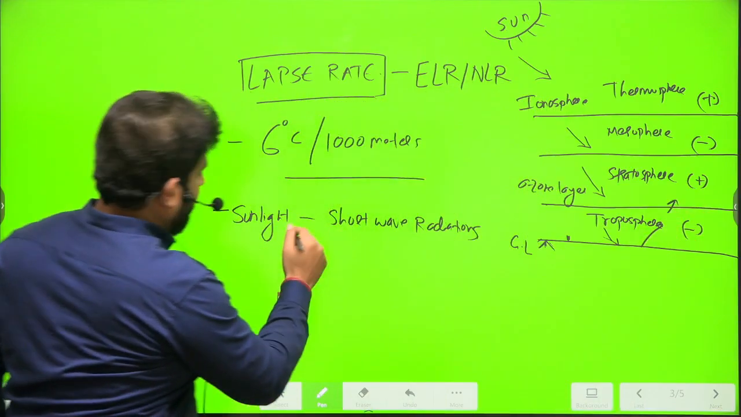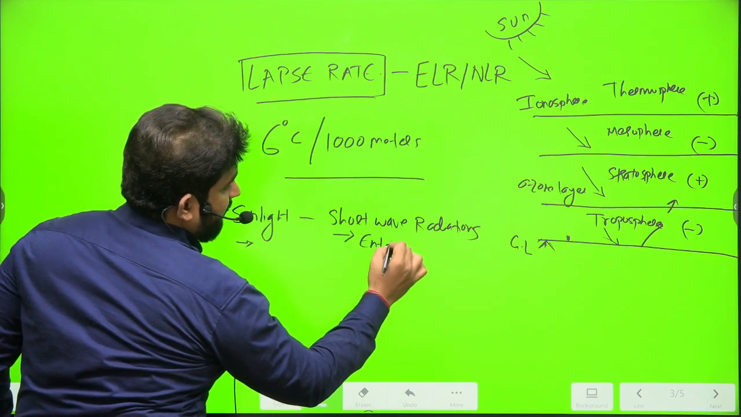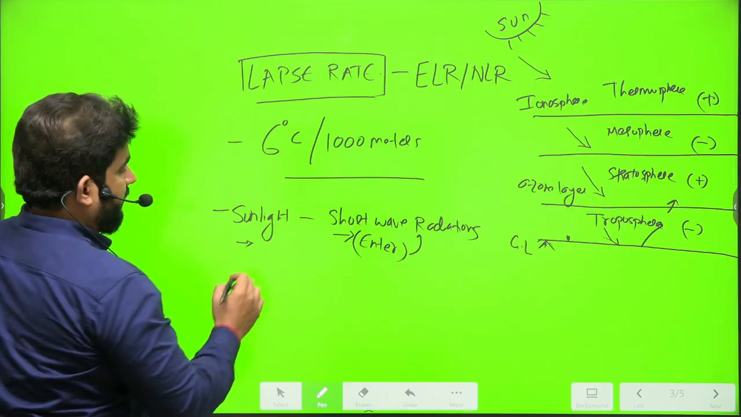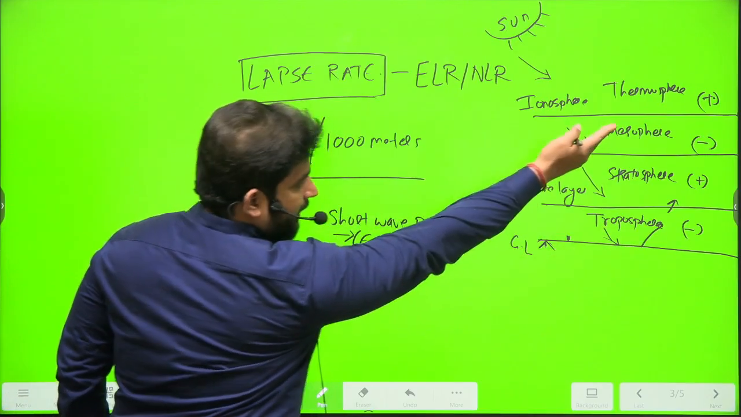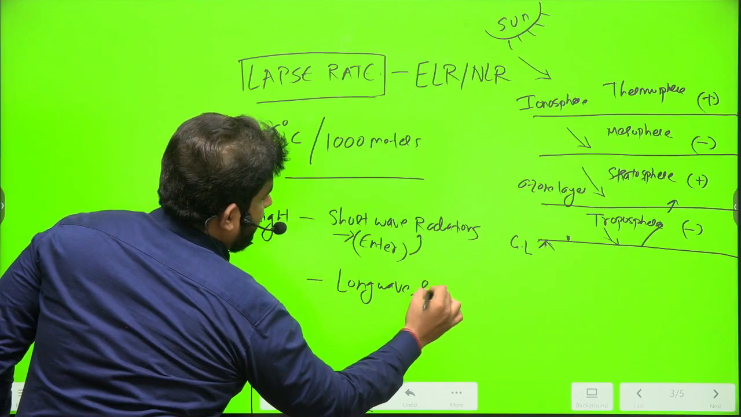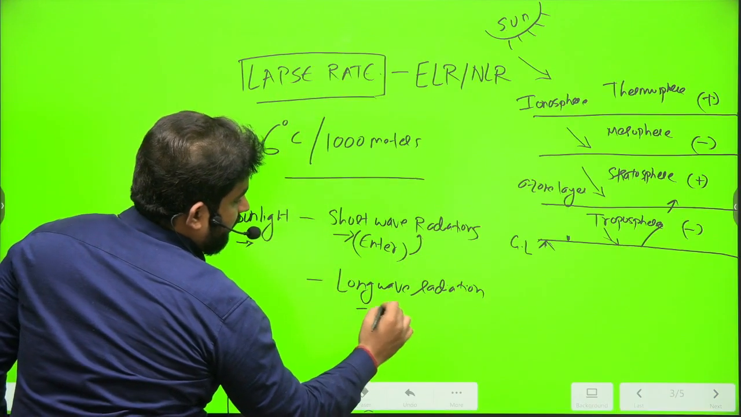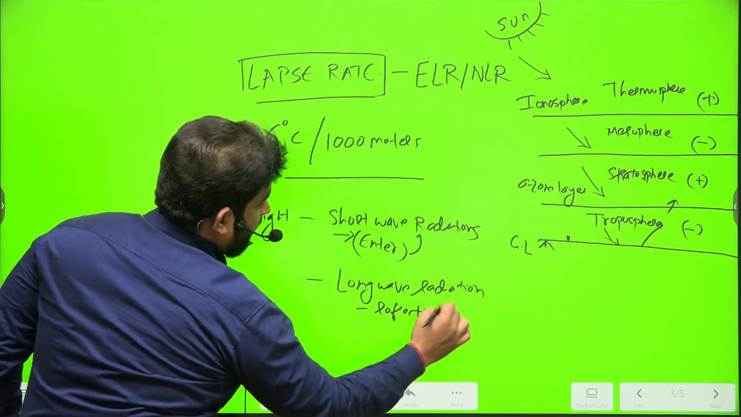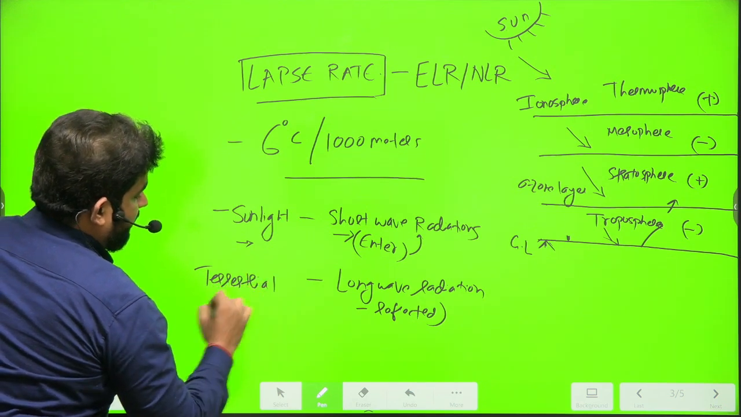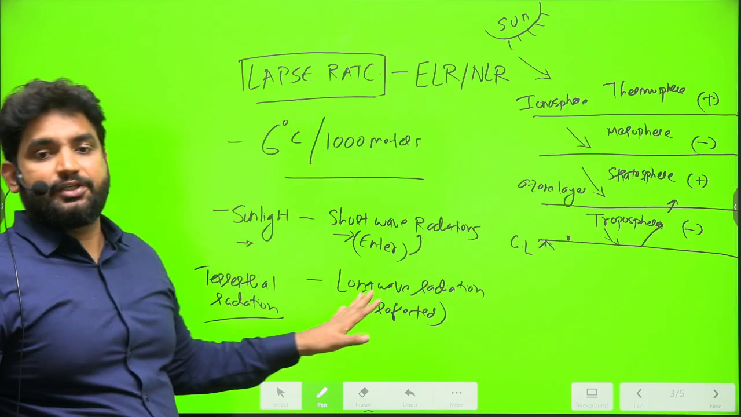Remember this, students, this is an important concept. When they enter in the form of shortwave radiation, and once they hit the ground surface, they are reflected back in the form of long wave radiation. And this radiation is also known as terrestrial radiation. I hope this much is clear.